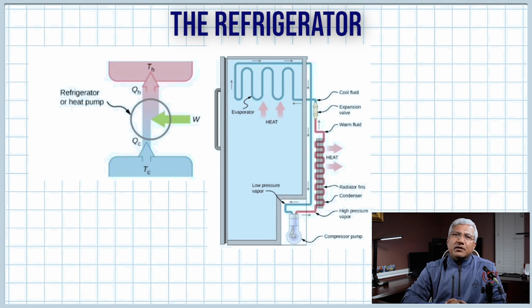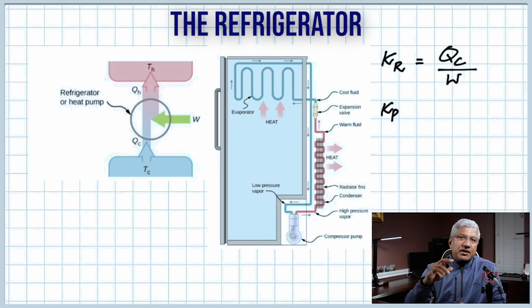And just like we define the efficiency of a heat engine, we are going to define the coefficient of performance of a refrigerator. It's not called the efficiency because this is a number which can be more than 1 or more than 100%. So it's called coefficient of performance. And the symbol is K sub R. Okay? So coefficient of performance, as you can see, is actually flipped. Instead of work over QH, it's QC over work.